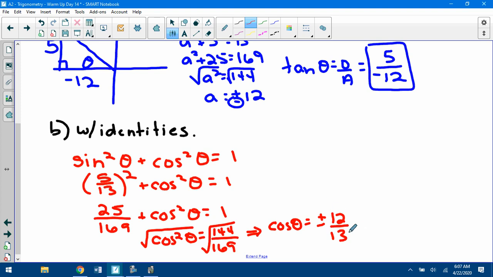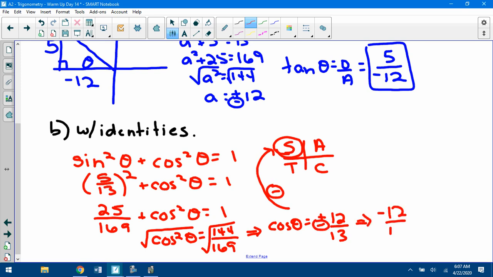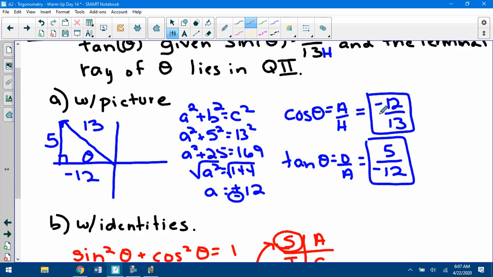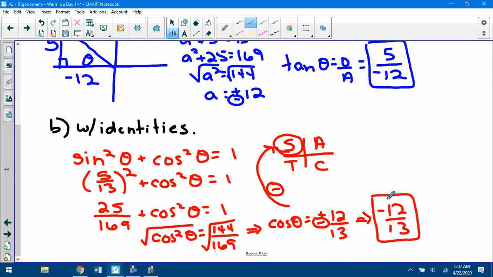Now, again, with identities, you have to decide if it's positive or negative. And they tell you that the terminal ray lies in quadrant 2. So if we're doing cosine in quadrant 2, is it positive or negative? Negative. So the answer for cosine is negative 12/13, which is obviously the same that you got with the picture. Okay, so that's how you find cosine with identities.